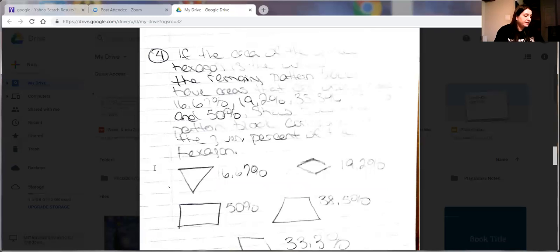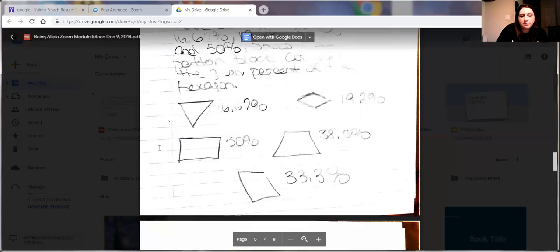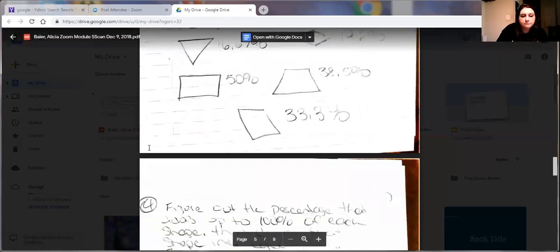If the area of the yellow hexagon is the whole, then the remaining pattern blocks have areas that are approximately 16.67, 19.2, 33.3, and 38.5 and 50%. Show how many pattern blocks correspond to the given percent of the hexagon. So right here I have the percent and the shape, and that would be the percent of each one.